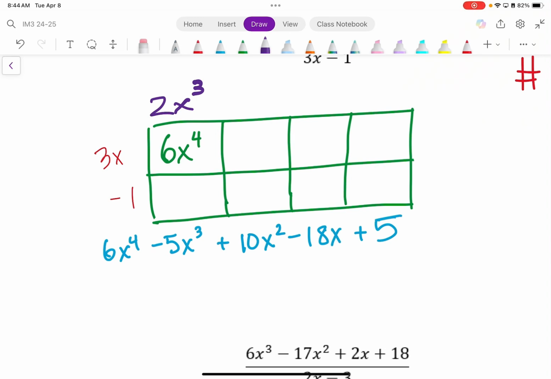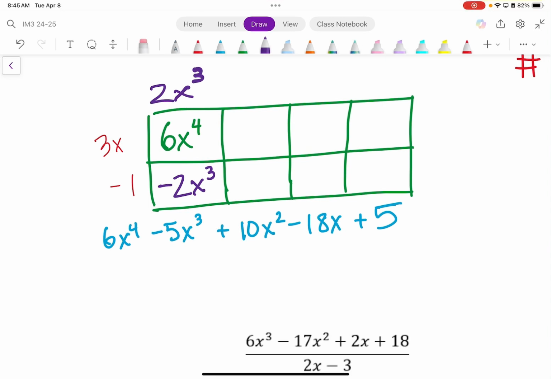Right? 3 times 2 is 6. X times x to the third is x to the fourth. Now we go underneath 6x to the fourth, and we multiply negative 1 with 2x to the third to give us negative 2x to the third. Okay? You guys all see where I'm getting the negative 2x to the third? Or are there any questions on how I got that?